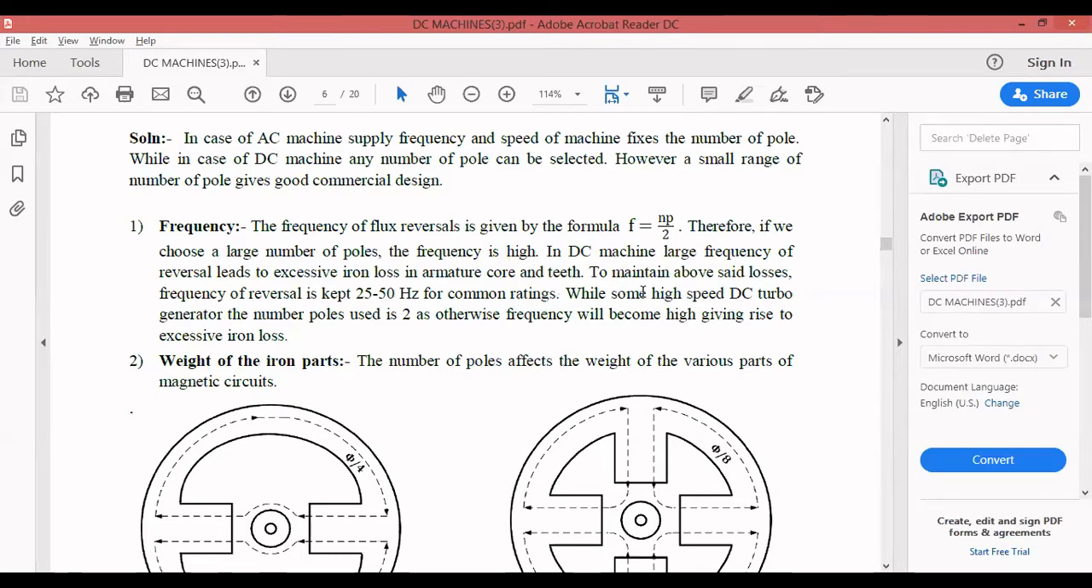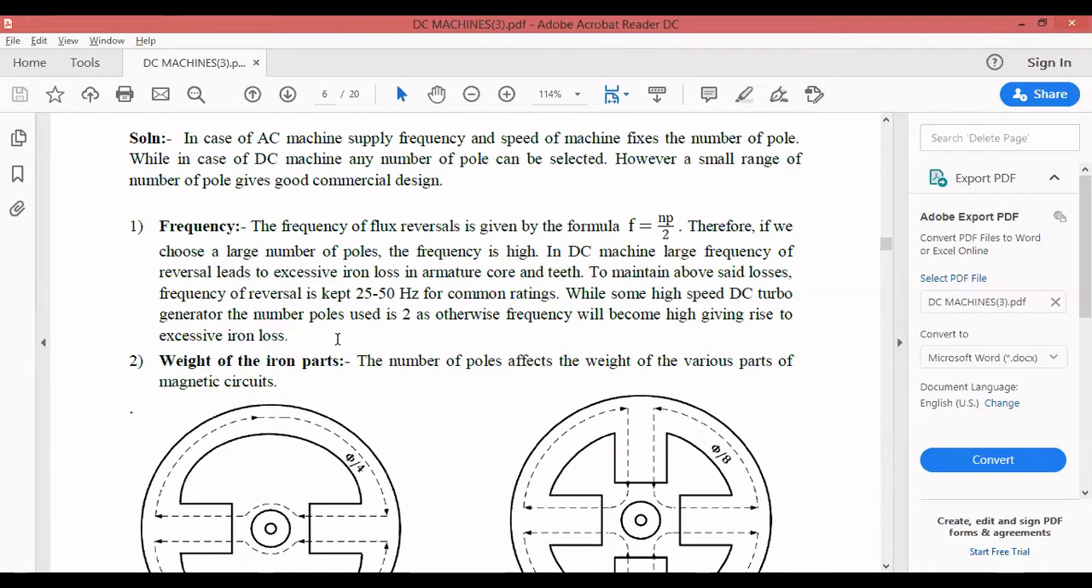So to limit the above losses, the frequency of flux reversal is kept around 25 to 50 hertz for common ratings. Try to keep the frequency in and around 50 hertz. You know that in the armature, either the current or voltage will be AC. So try to keep the frequency within 25 to 50 hertz, and based on this range, select the corresponding number of poles. For some high-speed DC turbo generators, the number of poles used is 2, as otherwise the frequency will become high, giving rise to excessive iron loss. So normally for a turbo generator, to get more speed, 2 poles are used.